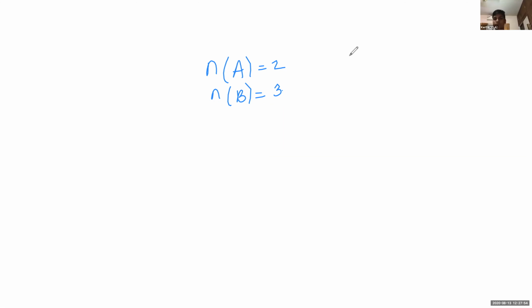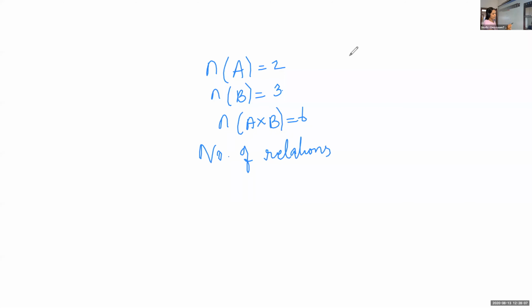Yes, it's correct. Okay, so you find what is n of A cross B. N of A cross B is 6. So number of relations will be 2 raised to 6. Okay, note. If the number becomes big, no need to simplify it. You can write it in powers, in the exponential form itself.